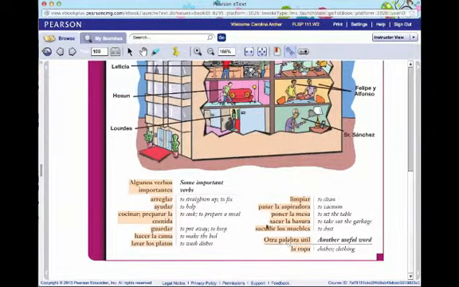Okay? Muy bien. Sacar la basura, to take out the garbage. Sacar is also regular. Y sacudir los muebles, to dust. Sacudir is also a regular verb. So the only two irregular verbs you have are poner and hacer. Okay? Another useful word that you can use is la ropa, clothes or clothing.